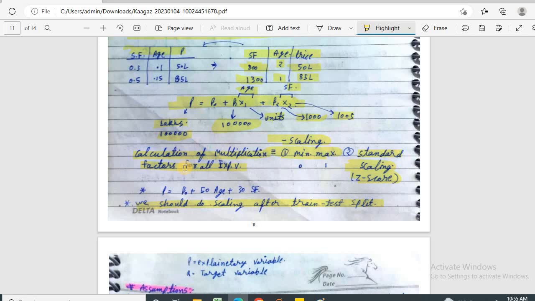So we will calculate the multiplication factor for all explanatory variables. In min max scaling, we consider the minimum value as 0 and the maximum value as 1, and then we transform everything according to that. If we do scaling, the values will come out like this. Price will remain the same and these two will be changed.